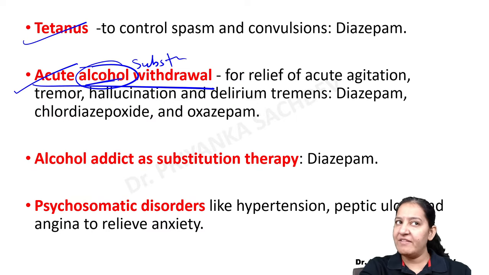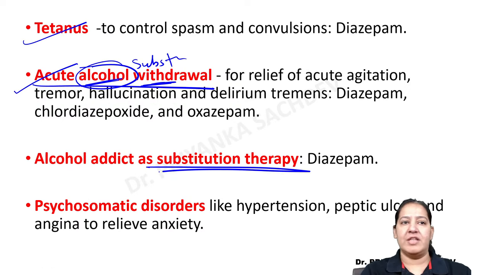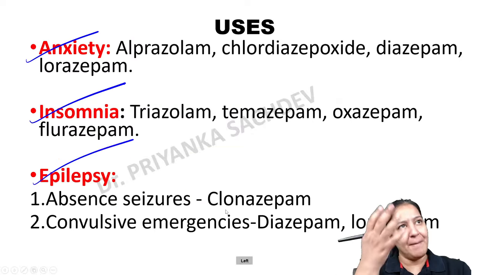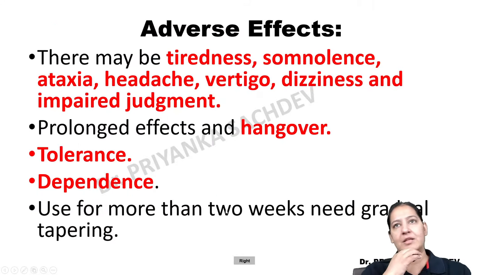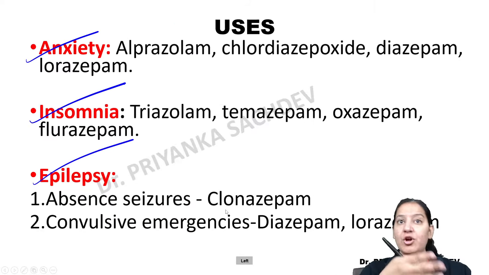But when the person is leaving alcohol, he's having withdrawal symptoms. So you are shifting from alcohol to benzodiazepines first as a substitution therapy, and also for psychosomatic disorder. So there are many uses. Enumerate them. These are the uses, right? There is a big list of uses here.